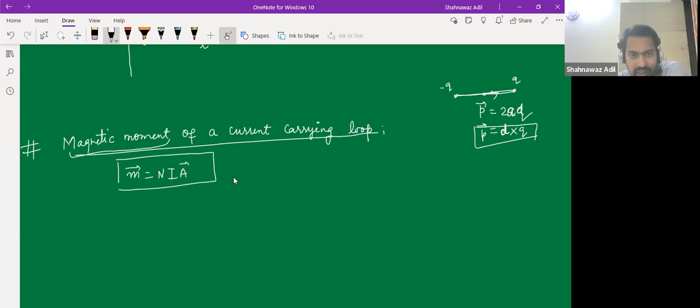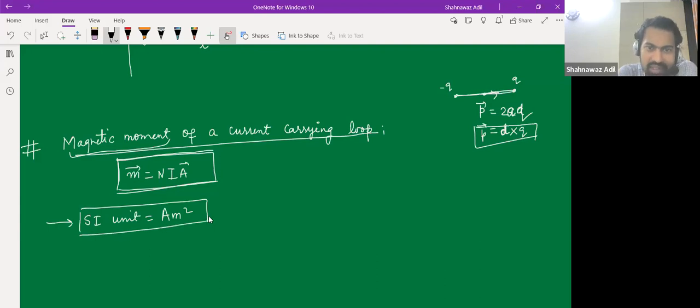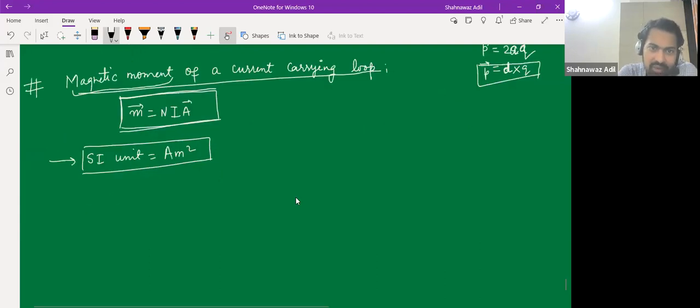Is this part clear to you guys? Yes, sir. Okay. And as you can see, the SI unit would be ampere meter square, right? Ampere is current and area is meter square. Okay. And what is the direction? The direction of the current carrying loop.